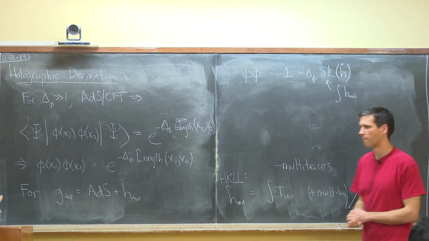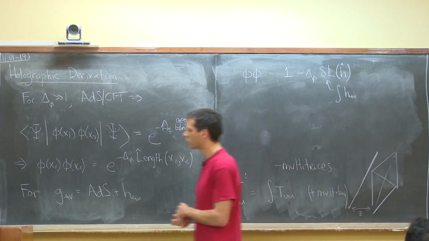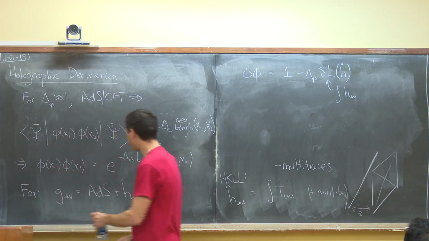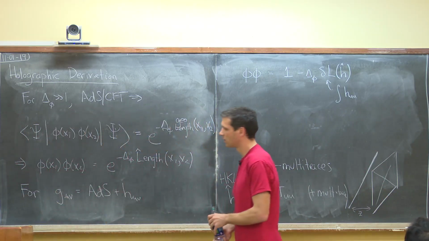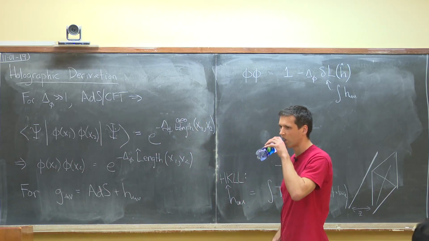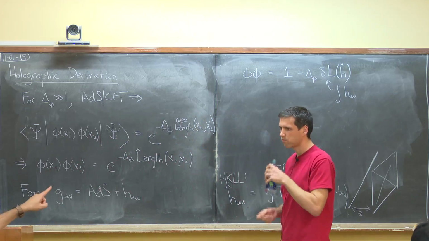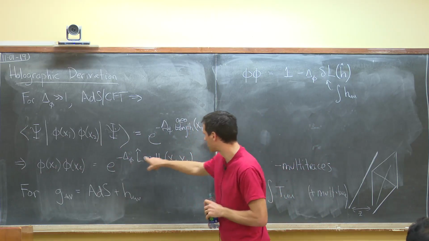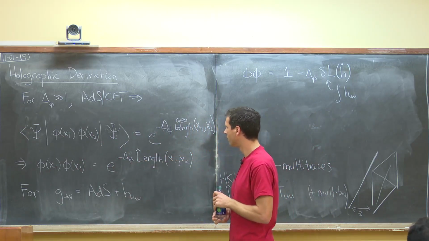I'm sorry, x1 and x2 are bulk points or boundary points? Those are boundary points. So this is a boundary correlator, but we're using now AdS/CFT to calculate it. Okay, and where do you get the 1 from? It's this exponential. I see. Yeah.